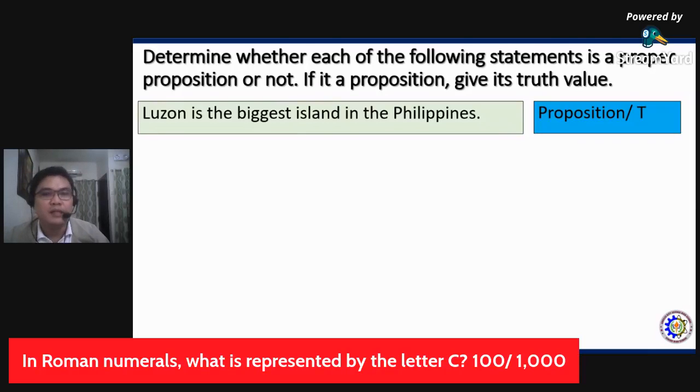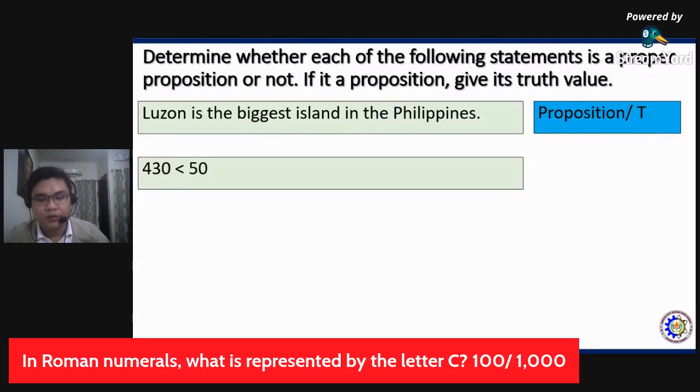Okay. Let's move to the second example. "430 is less than 50." Is the given statement a proposition or not?